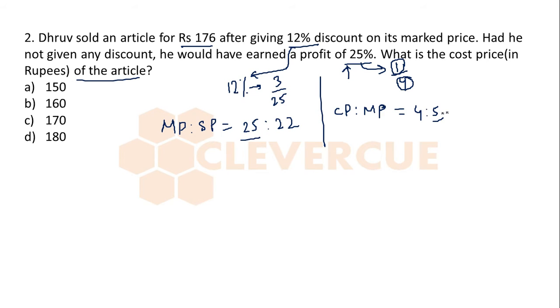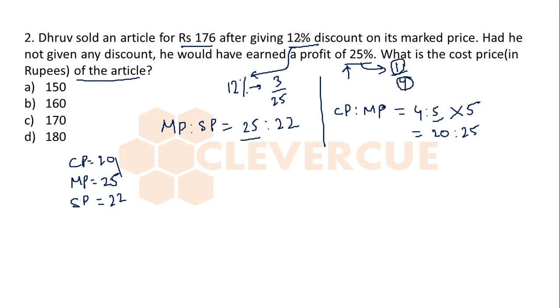So let us equate this. To equate this, we have to multiply this with 5. And now you get 20:25. Now here we got that cost price is equal to 20 units, market price is equal to how much? Market price is equal to 25 units and selling price is equal to 22 units.